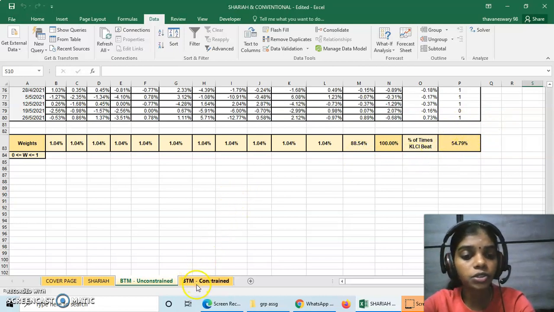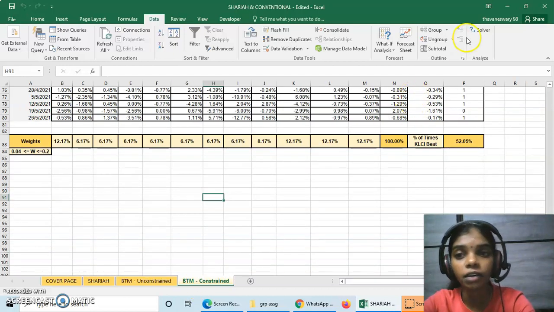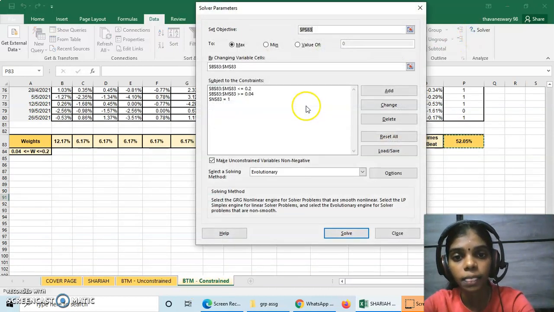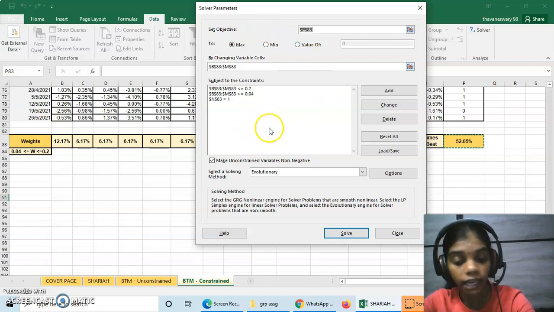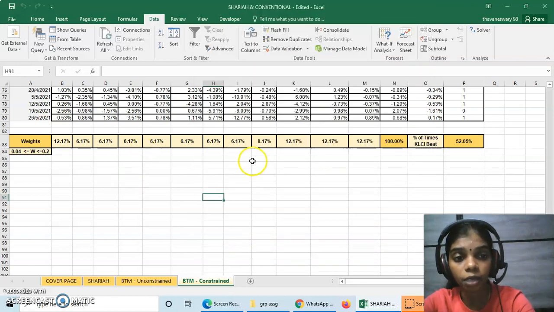The same thing goes for BTM constrained. Now I will show the solver first. I put maximize the value, and for the weights I put minimum 4% and maximum 20%. After solving, these are the results that came out.